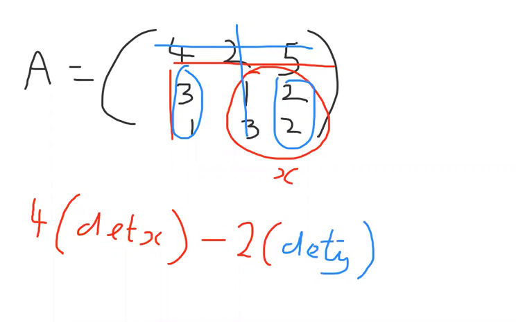And then for the last one, we're adding this time. We're looking at the number 5. So 5, open brackets. This is the row, this is the column. So we're looking at the determinant of this. I want to call that determinant z.